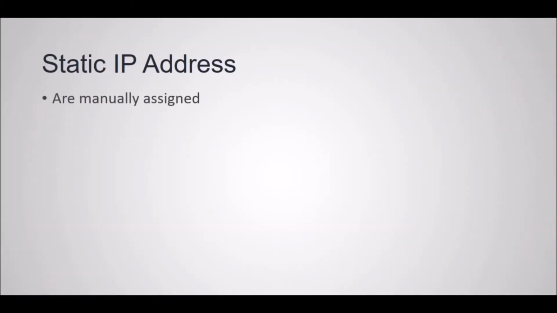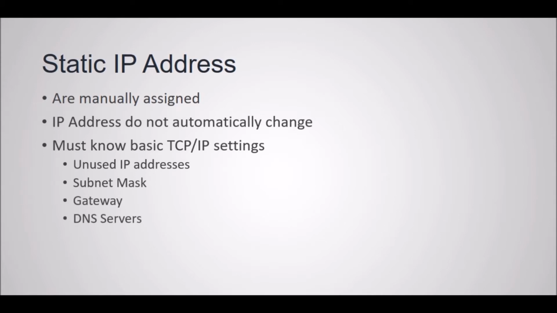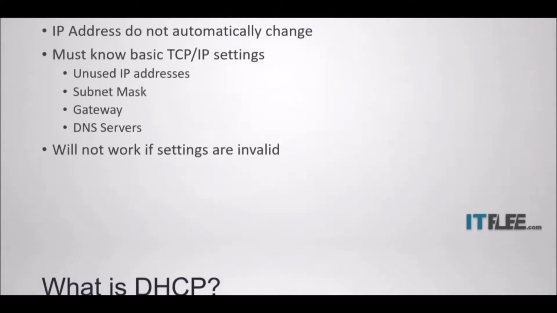A static IP address is manually assigned by an administrator, and as the name suggests, it does not change unless it's manually changed. In order to configure a static IP address, you must know the basic TCP/IP settings for your network. Things like available IP addresses, what subnet mask to use, what gateway to use, and optionally what DNS server to point your computer to. If you enter an invalid setting, your computer will not have network connectivity until you fix the configuration issue.